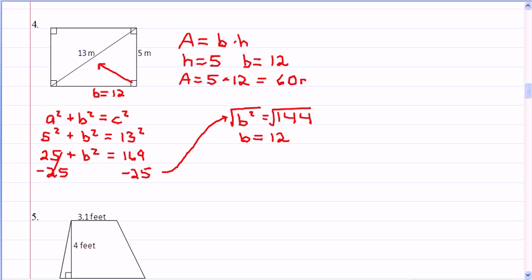Our units are meters squared. So the area of this rectangle is 60 meters squared.